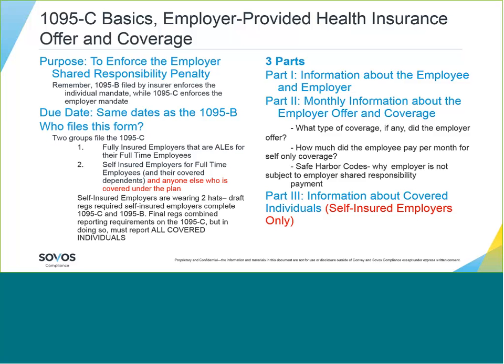So really when we take a look at the 3 parts of the 1095-C, Part 1 is the information about the employee and the employer. Part 2, those lines 14, 15, and 16 we discussed a moment ago, really review the monthly information about what was offered and what was covered, including the type of coverage and the safe harbor code. And then Part 3 is information about covered individuals, most specifically about additional dependents, including their Social Security numbers, as well as the months in which they were offered coverage, not offered coverage, and/or any other information about the dependents themselves.